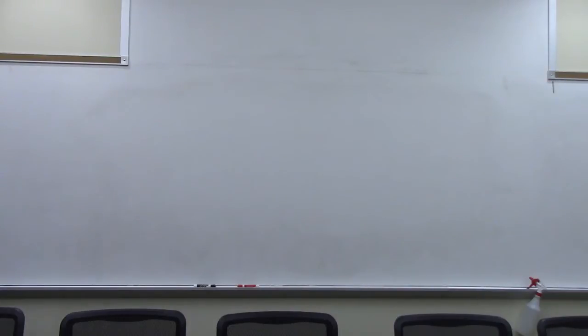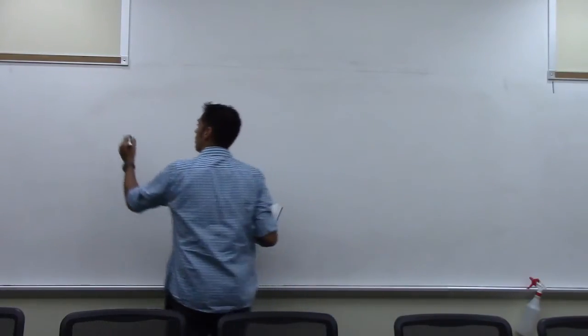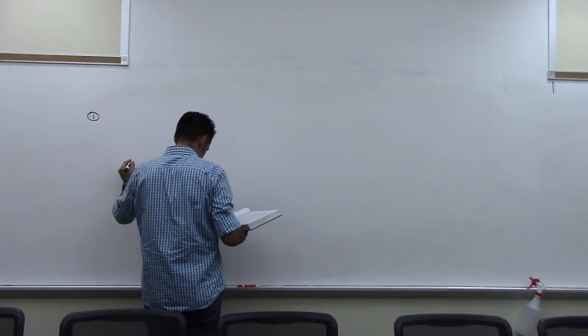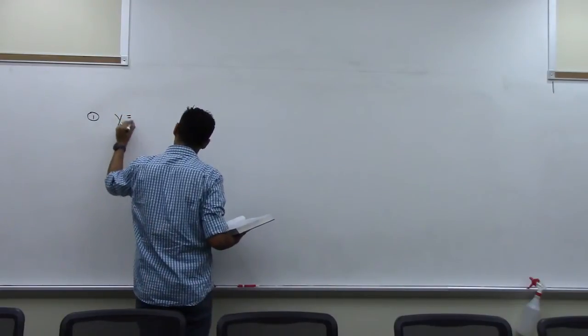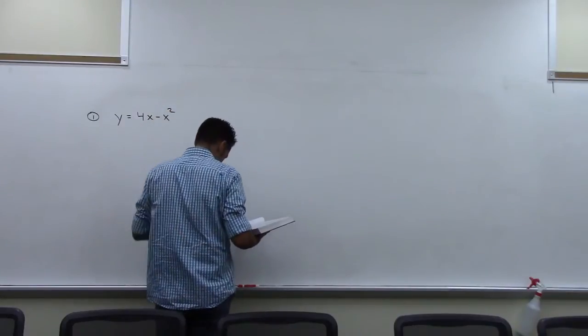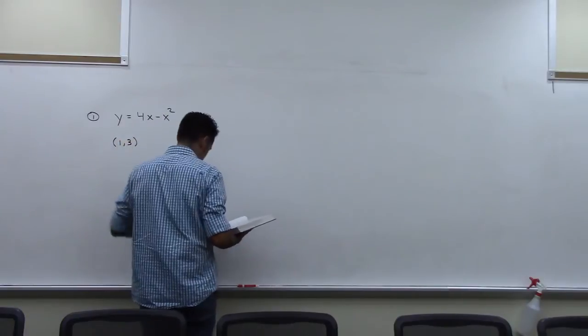We're going to be working the solutions to 2-1, which is the section on the derivative and rates of change. So we'll start out with number 1. Find the slope of the tangent line to the parabola y equals 4x minus x squared at the point (1, 3).